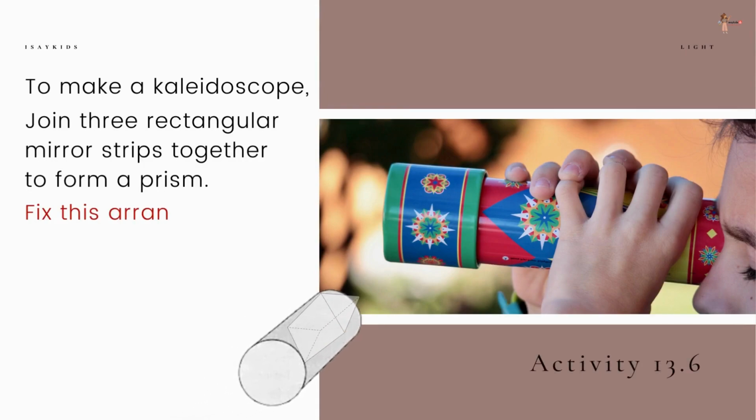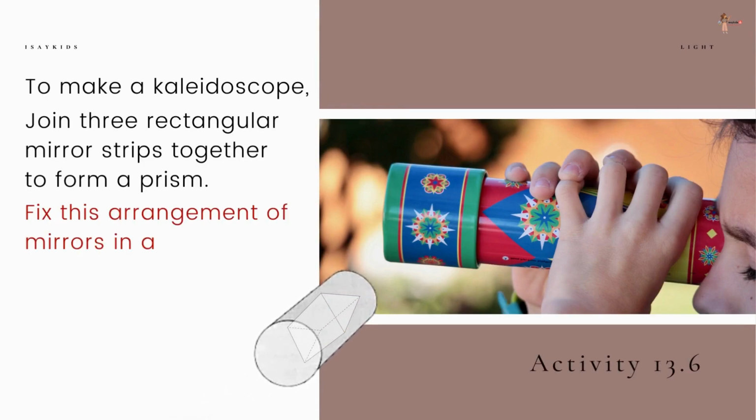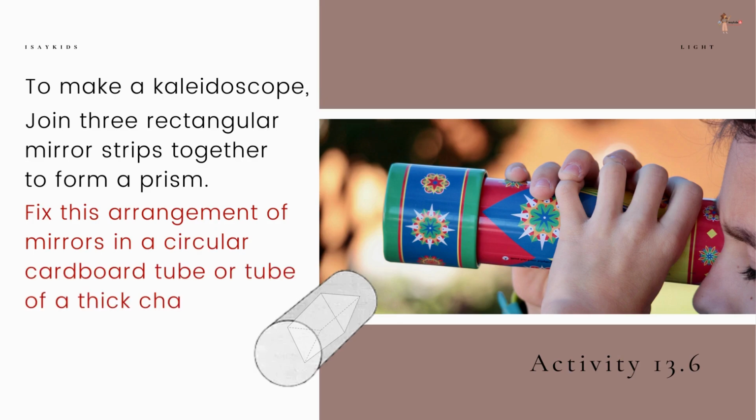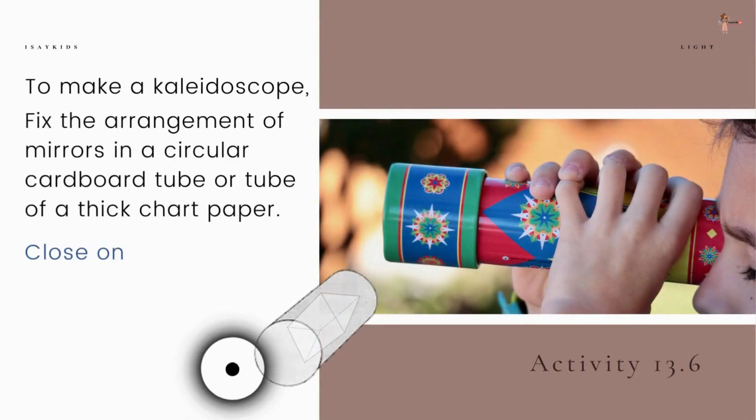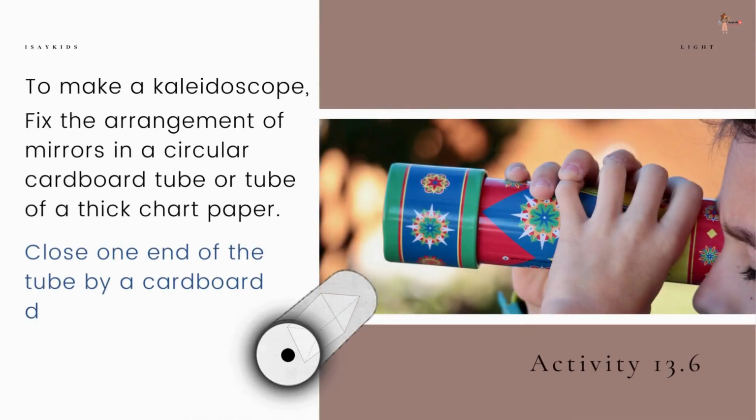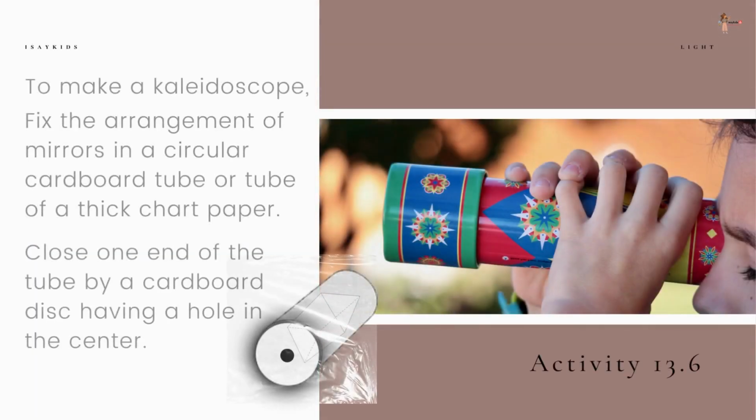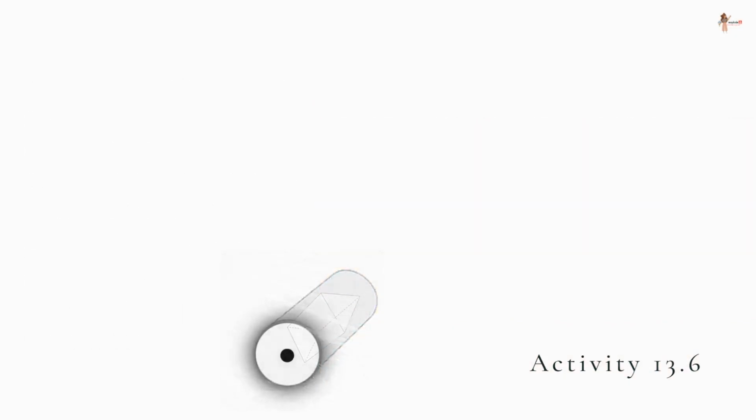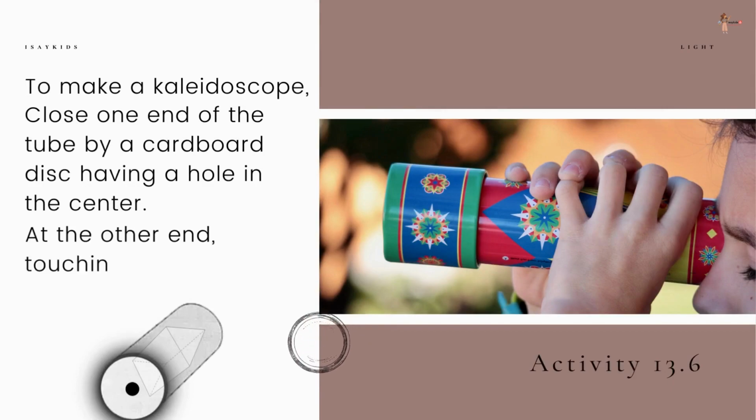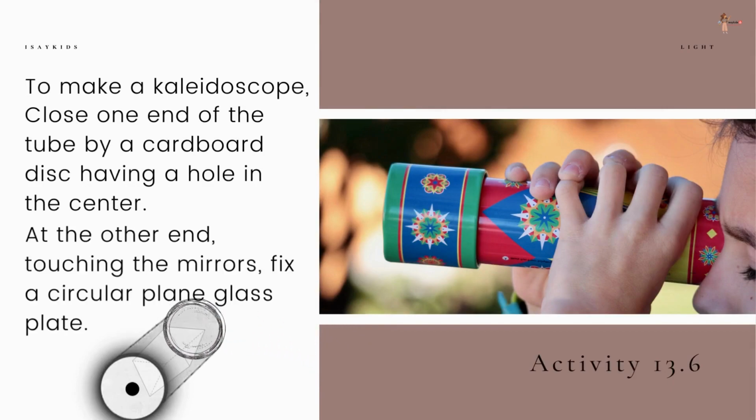Fix this arrangement of mirrors in a circular cardboard tube or tube of a thick chart paper. Make sure that the tube is slightly longer than the mirror strips. Close one end of the tube by a cardboard disc having a hole in the center through which you can see. To make the disc durable, paste a piece of transparent plastic sheet under the cardboard disc. At the other end, touching the mirrors, fix a circular plain glass plate.